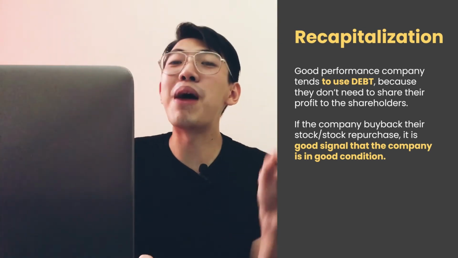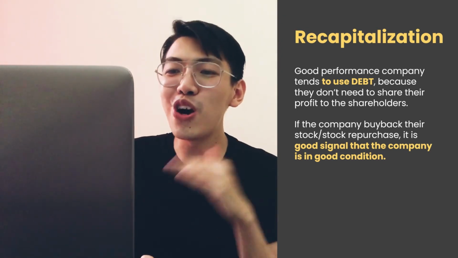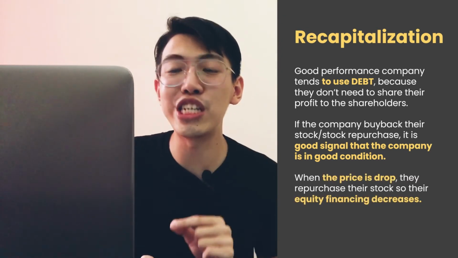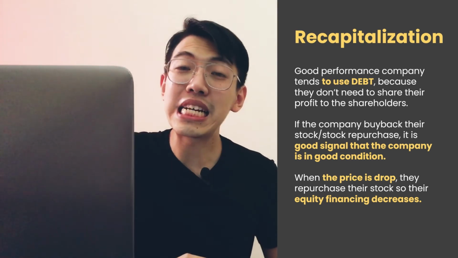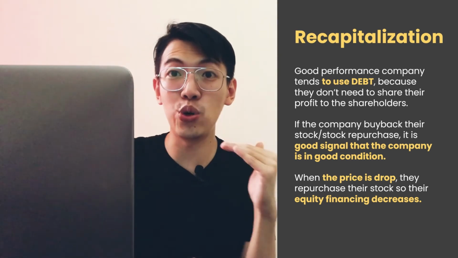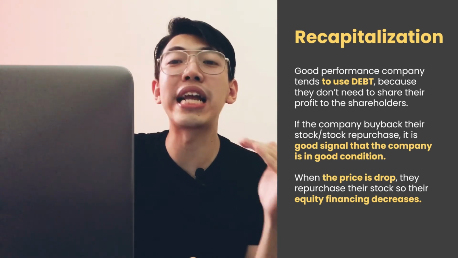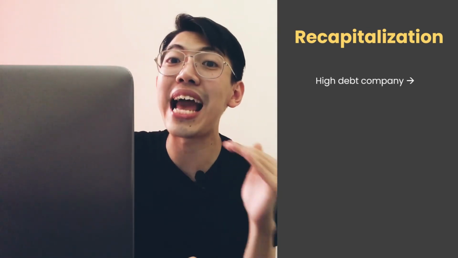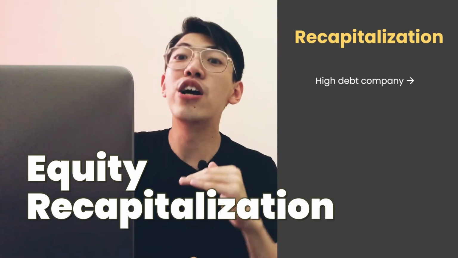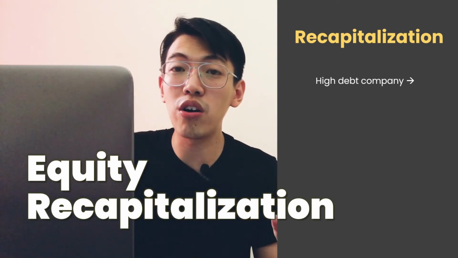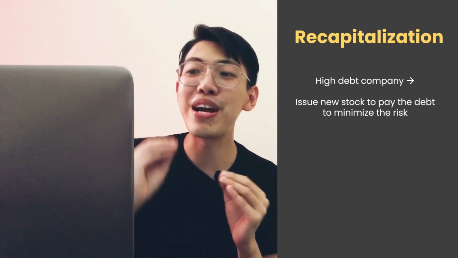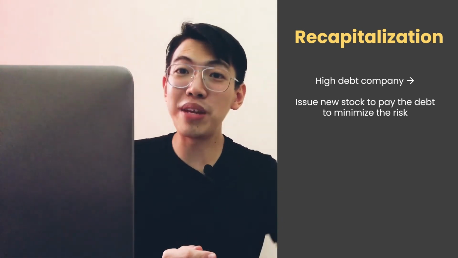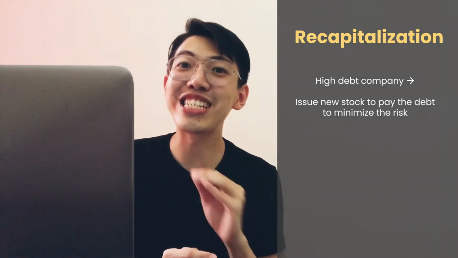So when the company buy back their stock or they do stock repurchase, it is good signal that the company is in good condition. But the company that has high debt ratio, they can also do the recapitalization that we call as equity recapitalization. So they issue new stock to pay its debt, to reduce the debt ratio. So they try to minimize the debt to minimize the risk.